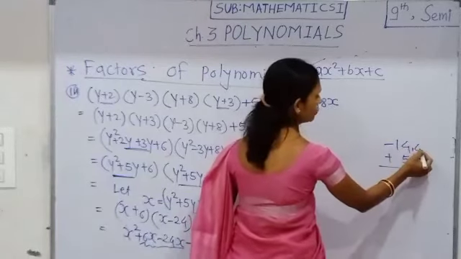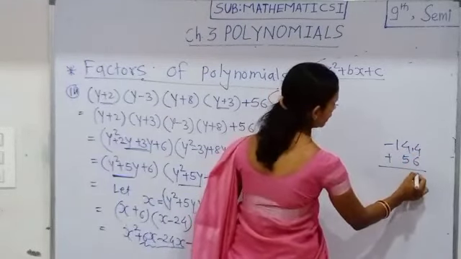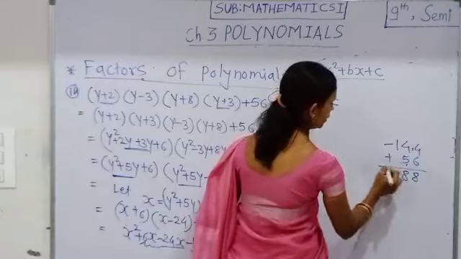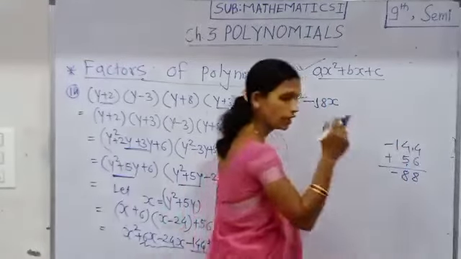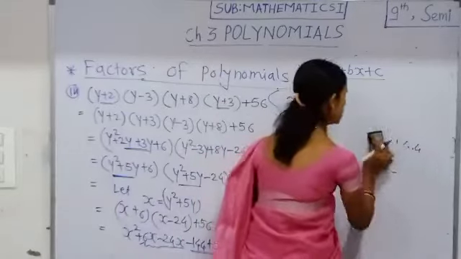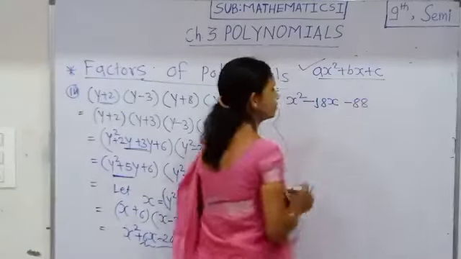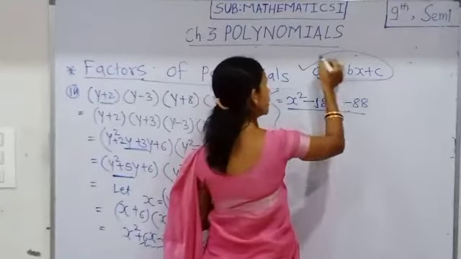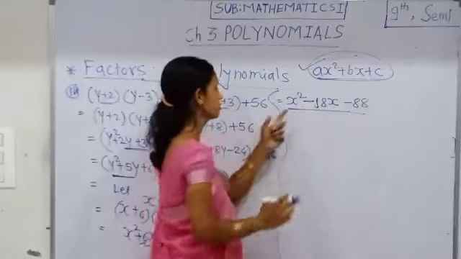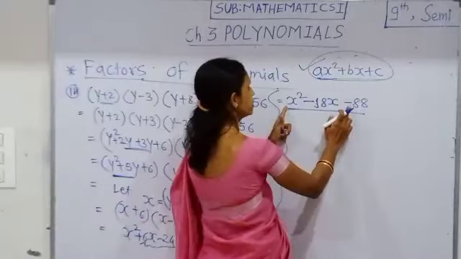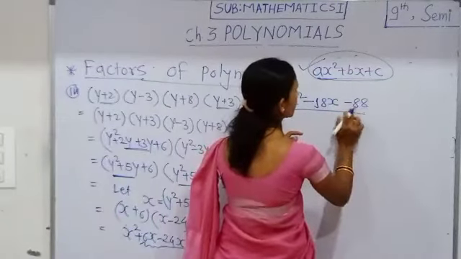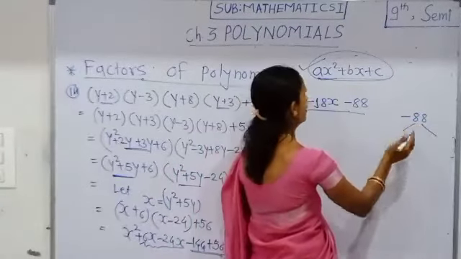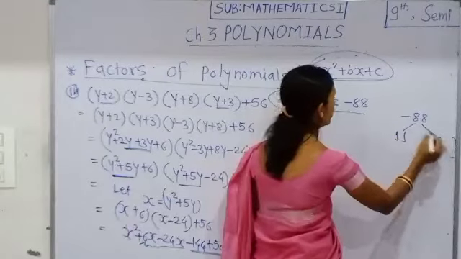Now 144 minus 56 is 88, and the sign of the greater term is minus. Therefore here we get minus 88, and now this polynomial becomes a quadratic polynomial of the form ax square plus bx plus c. Now we can factorize this polynomial by splitting minus 88 into factors. 88 can be factorized into 11 into 8.